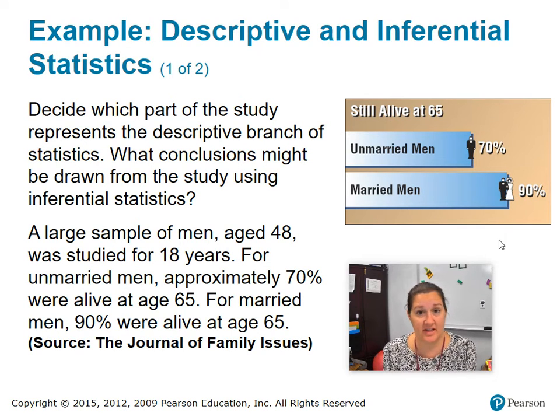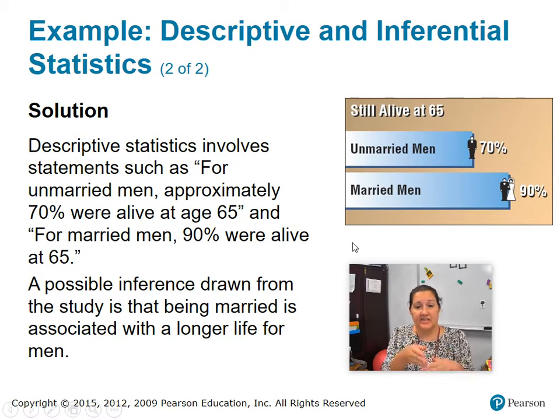Out of this, anything that deals with a number is basically descriptive. But then what's the inference that you want to come from it? Like, if you want to live forever, you might want to be, I guess, married. That's some sort of conclusion. But if you want an actual set answer, descriptive statistics involve statements with the numbers. Possible inference is if you get married, you're probably going to have a longer life if you're a man.